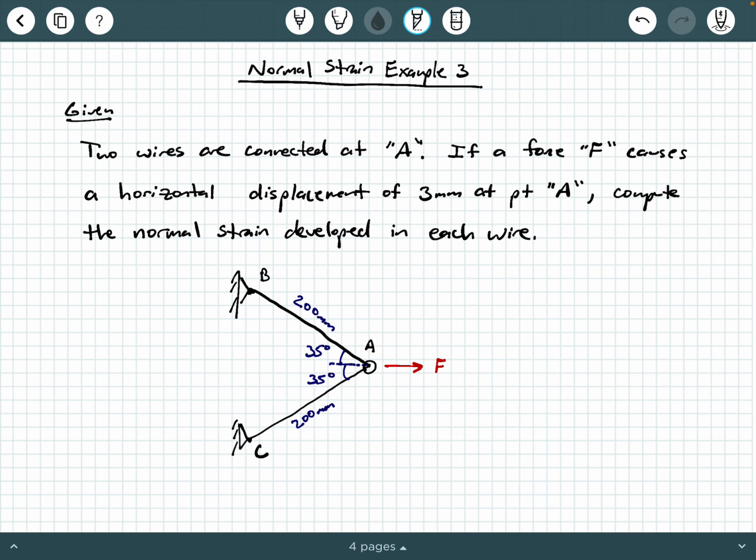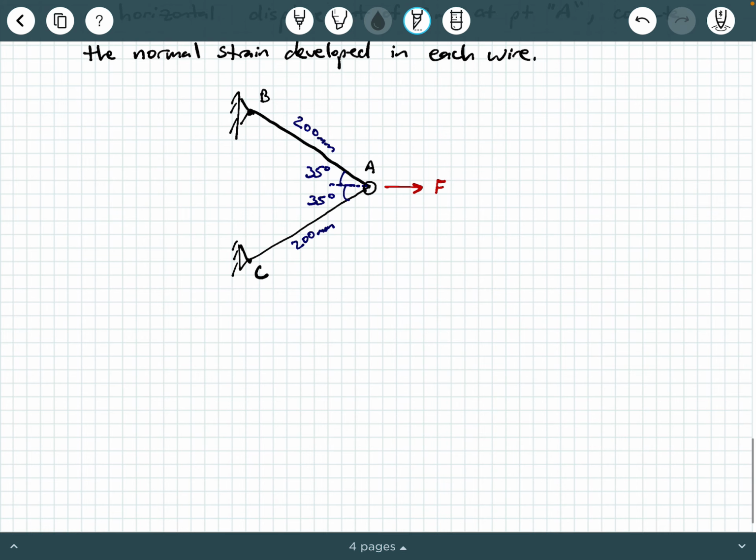So let's take a look at the diagram. We have two wires, AB and AC, and each of these two wires is 200 millimeters long, and they're each at an angle of 35 degrees from a horizontal reference axis. And here's that tensile force F that's going to cause that 3 millimeter horizontal displacement. Now, we don't know or really care about what the magnitude of F is. We just know that it's there and it's causing a 3 millimeter horizontal displacement at A. So how do we calculate the normal strain in each wire?